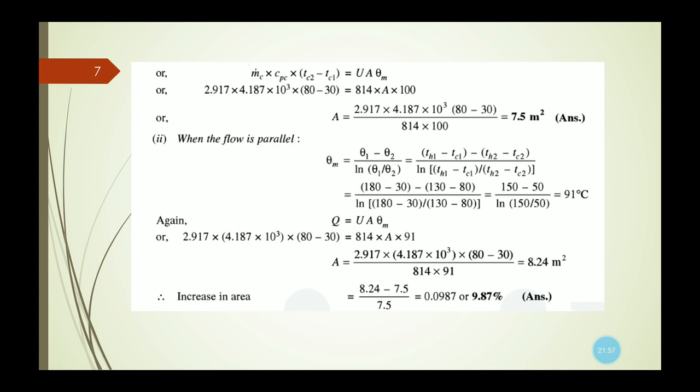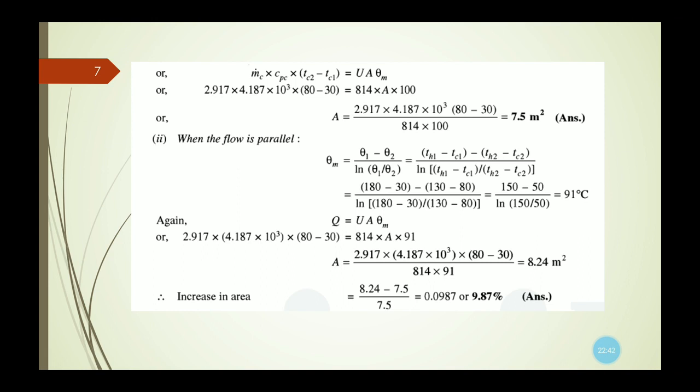In the next part of this numerical, we need to consider the parallel flow heat exchanger, and see how much the area is increased. Again we use similar steps: first calculate the LMTD, and after that use Q equals UA theta m to calculate the area. First we use the formula of the LMTD, theta m equals theta 1 minus theta 2 divided by ln theta 1 by theta 2, for the parallel flow heat exchanger. After 2 or 3 steps, we get the value of LMTD as 91 degrees centigrade in case of the parallel flow concept.